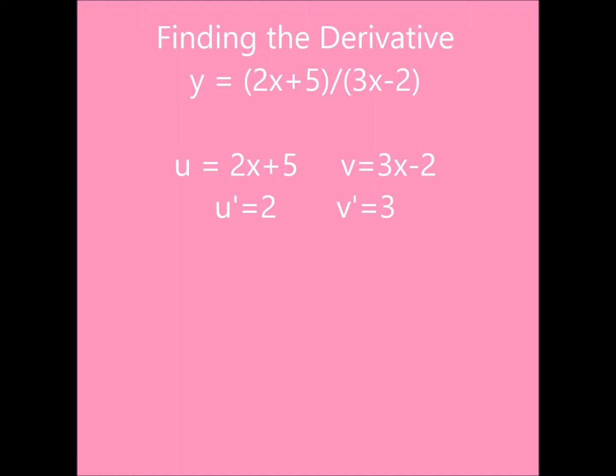To derive the equation y equals 2x plus 5 divided by 3x minus 2, you need to use the quotient rule.